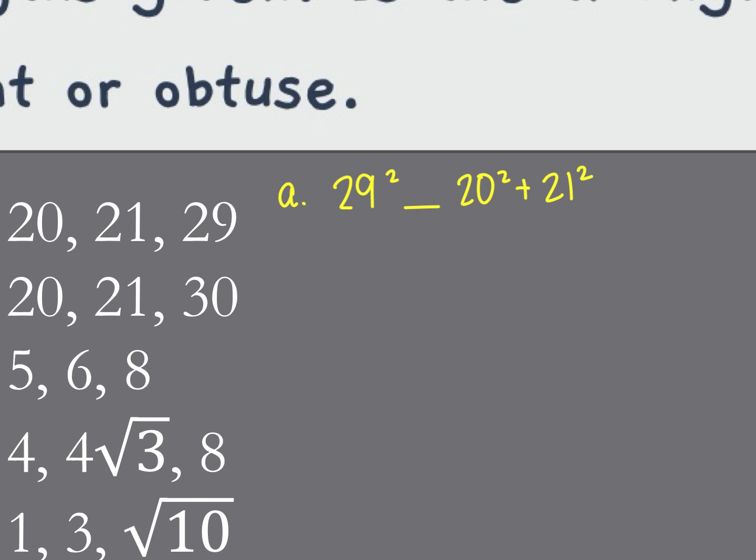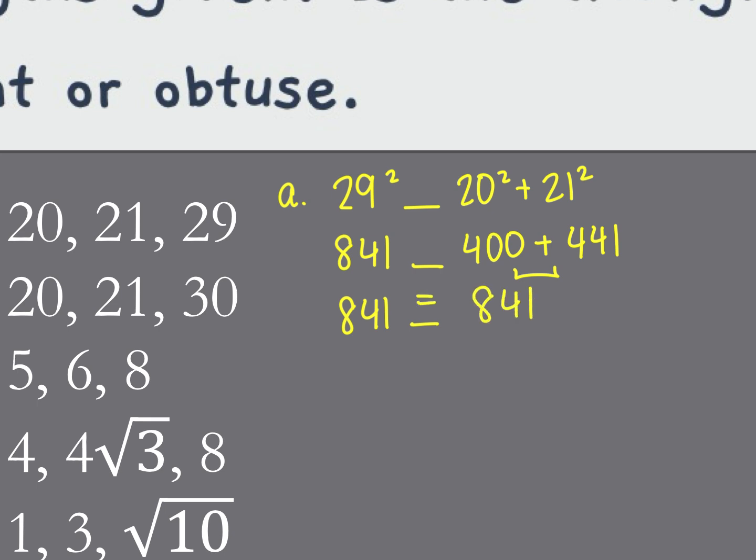Showing my work, plugging it into the calculator, 29 squared gives me 841. You can do these separately, and I highly recommend you do them separately so you know you're plugging it in correctly. 20 squared, you're going to get 400, plus 21 squared is 441. Adding these two together, I get 841 is blank 841. They are equal. So what kind of triangle is this? Good, this is a right triangle.